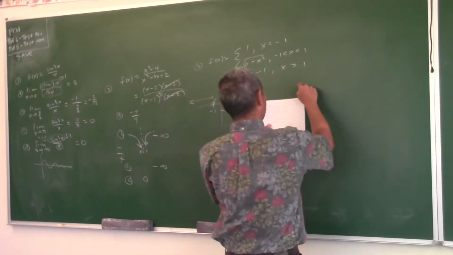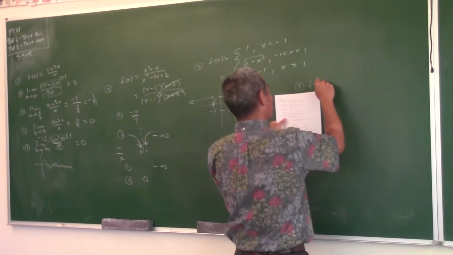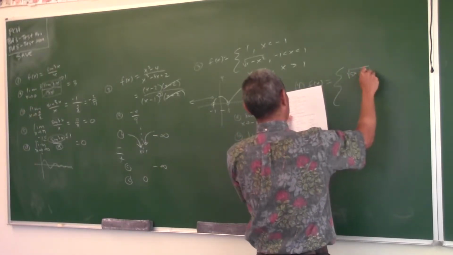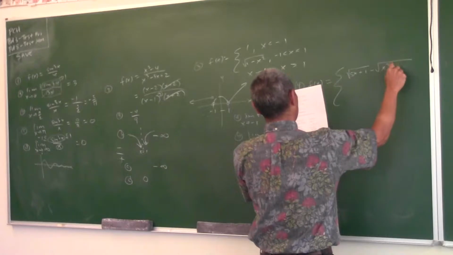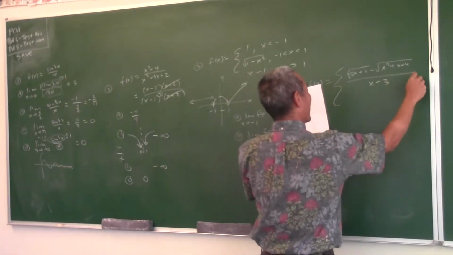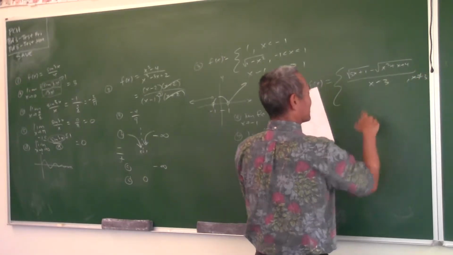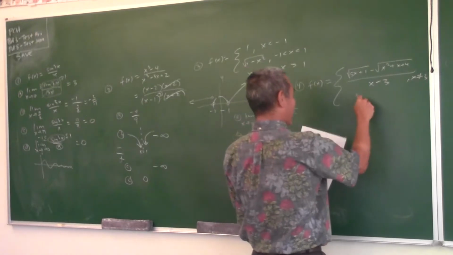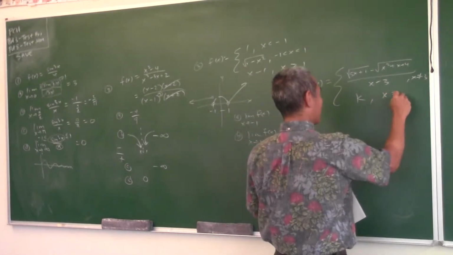Number 4, let's see if we can squeeze it in over here. We have a piecewise function. It's root 5x plus 1 minus root x squared plus x plus 4, all over x minus 3 when x is not equal to 3. That's because there's probably a removable discontinuity there. And then it's equal to k when x is 3.